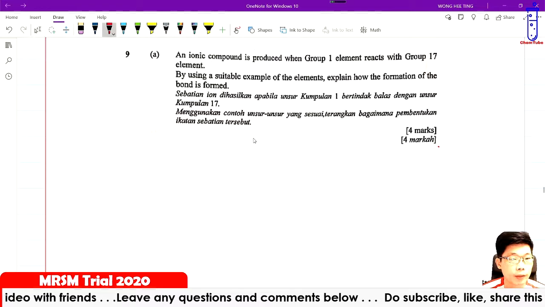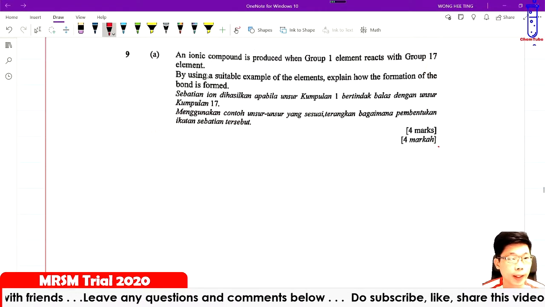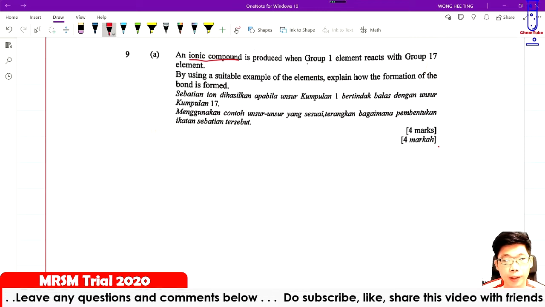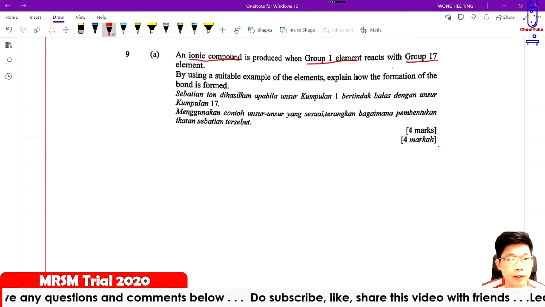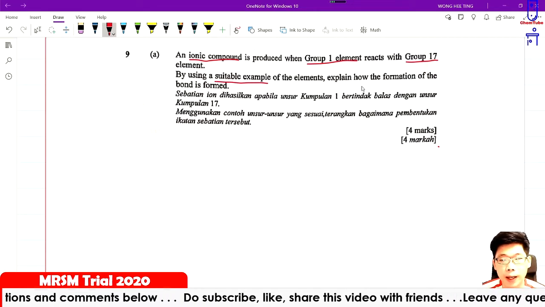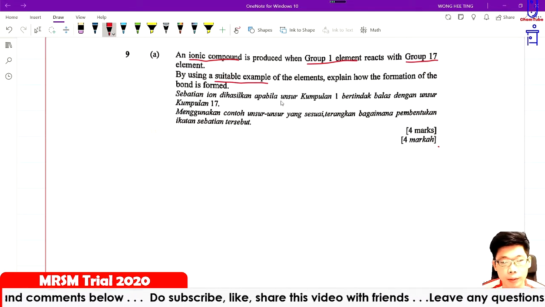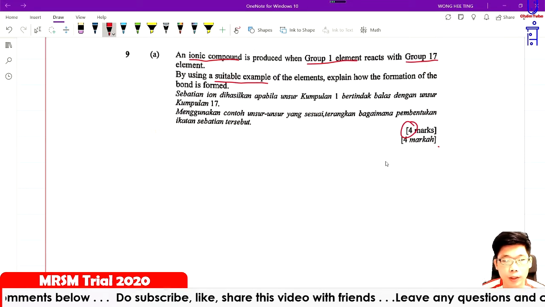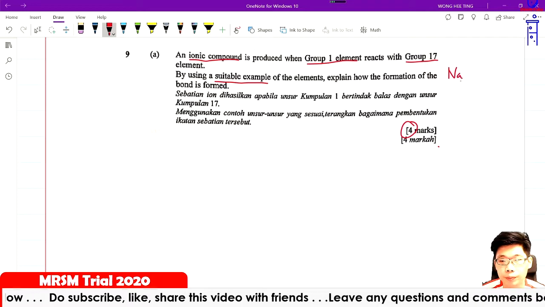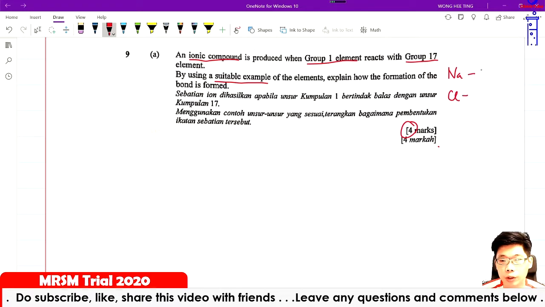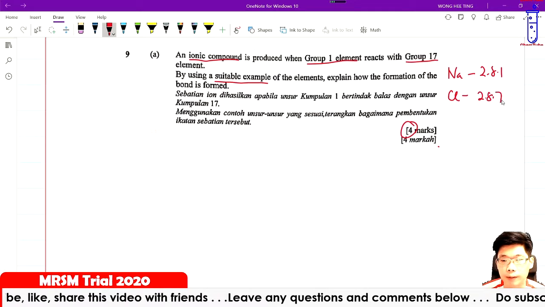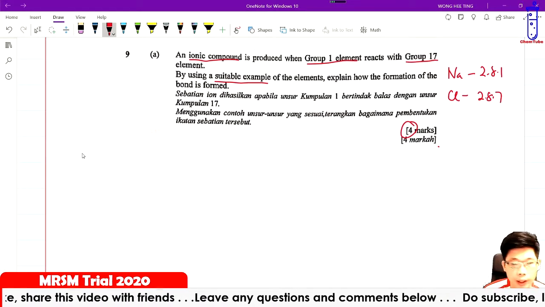Now we look at question number 9. An ionic compound is formed when group 1 elements react with group 17 elements. By using a suitable example, explain how the bonds can be formed. It is 4 marks, so at least 4 points. We can use the example of sodium and chlorine. Sodium electron arrangement is 2.8.1, chlorine is 2.8.7.